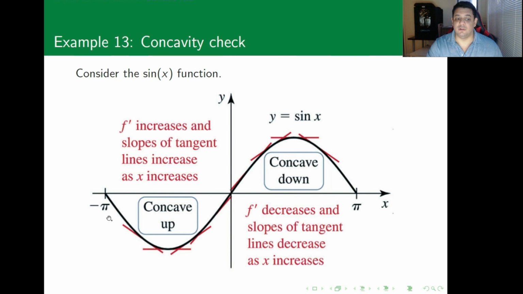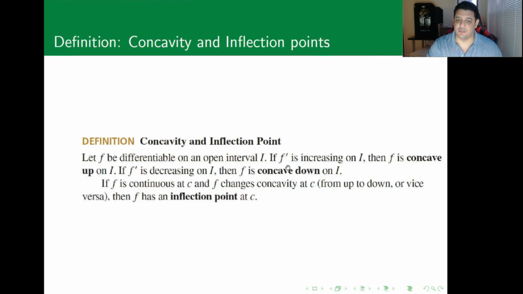So notice the change in the tangent line. This is a change in tangent line from being negative to being positive. So if there is a change of tangent lines from negative to positive, we might be thinking of a concave up situation. If we see that the tangent lines are going from being positive to being negative, then we have a concave down situation. So with that, let's define what we mean by this.